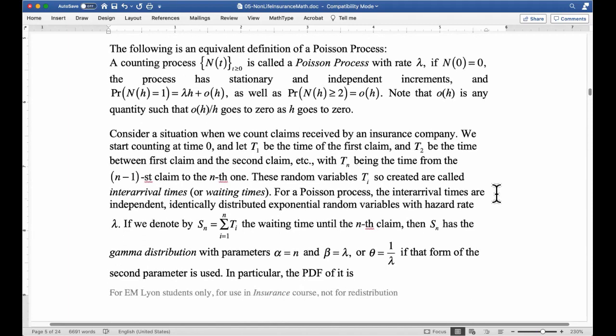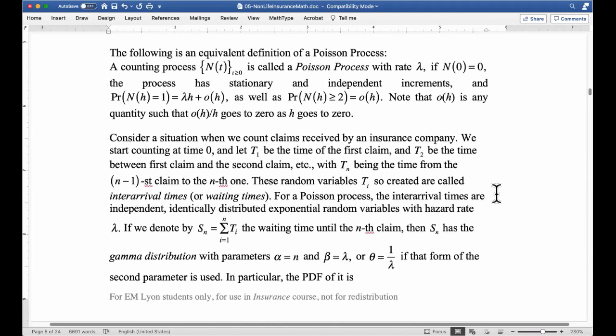Here is an equivalent definition of a Poisson process. A counting process is called a Poisson process with rate lambda if N(0) is 0, the process has stationary and independent increments, and the probability that N(h) is 1 is lambda times h plus little o of h. o(h) is any quantity such that o(h) divided by h goes to 0 as h goes to 0, so something that is substantially smaller than h. And the probability that N(h) is greater than or equal to 2 is o(h).